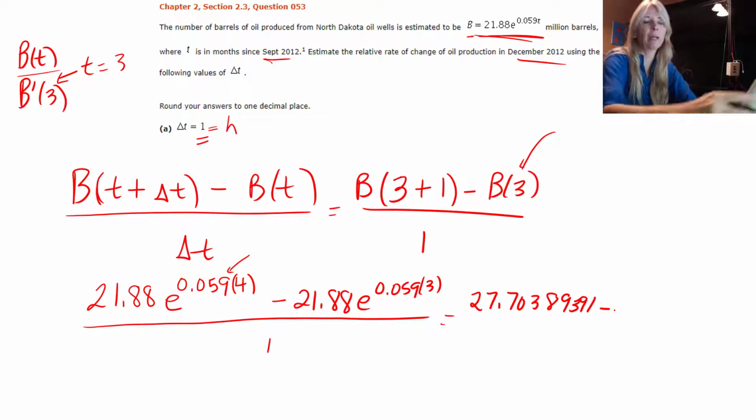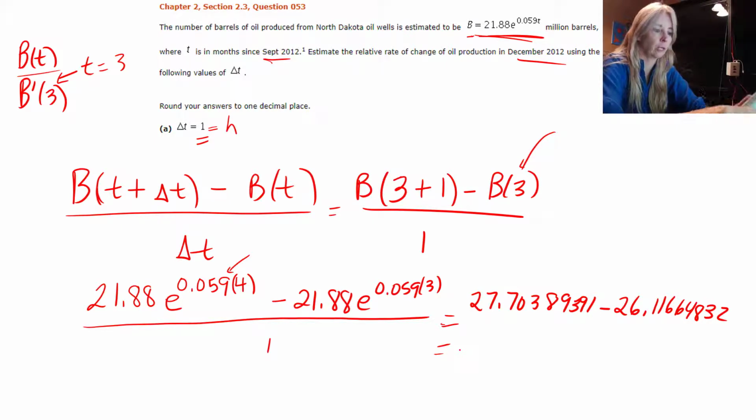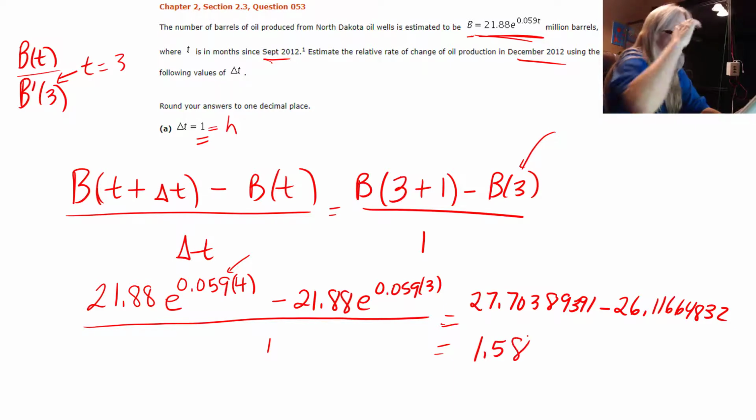27.703893991. You have to be careful with decimal places because you actually need them, as you'll see if you didn't put them. And then I do 21.88 raised to the third power, so that's 26.1166483, and it's over 1. You don't have to write all this down because you can just use your calculator. And so 27 minus that value, and I get 1.58.